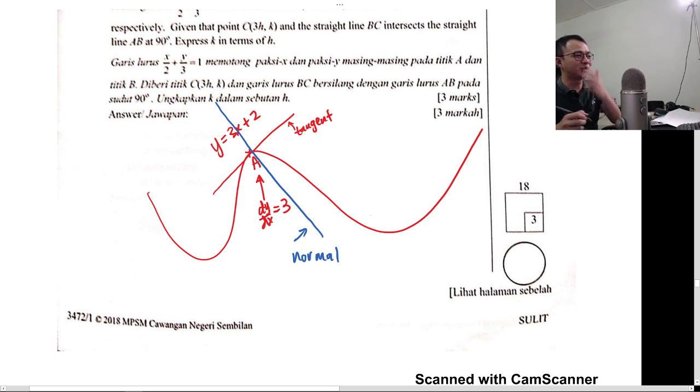Okay, normally how do we get the gradient of normal? You will need to know, in this case, if you know the gradient of the tangent is 3, because they are 90 degrees, the normal is -1 over 3. This is what we call normal.